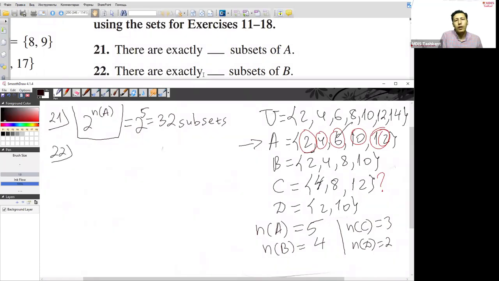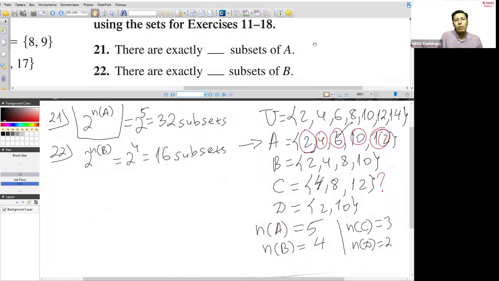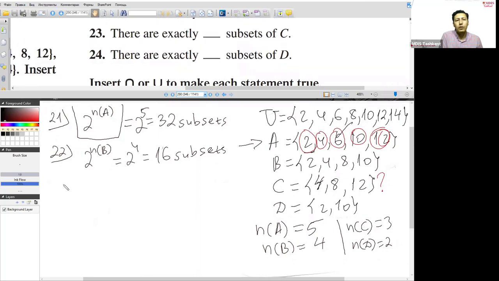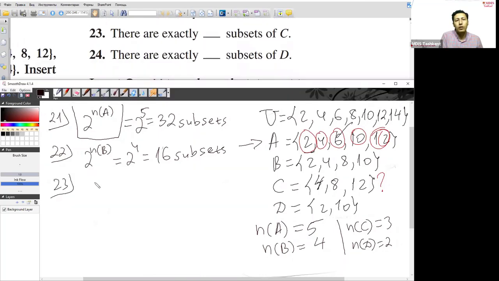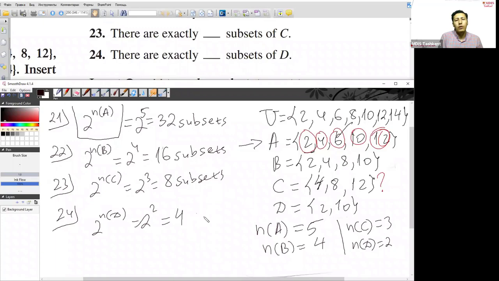22. There are exactly how many subsets of B? So 2 power N(B). B, how many elements? 4 elements, so it is 16. There are 16 subsets. So easy. 23 is also 2 to the power of C's count: 2 cubed is equal to 8. And 24, 2 to the power of 2, which is 2 squared, is equal to 4. There are 4 subsets of set D.